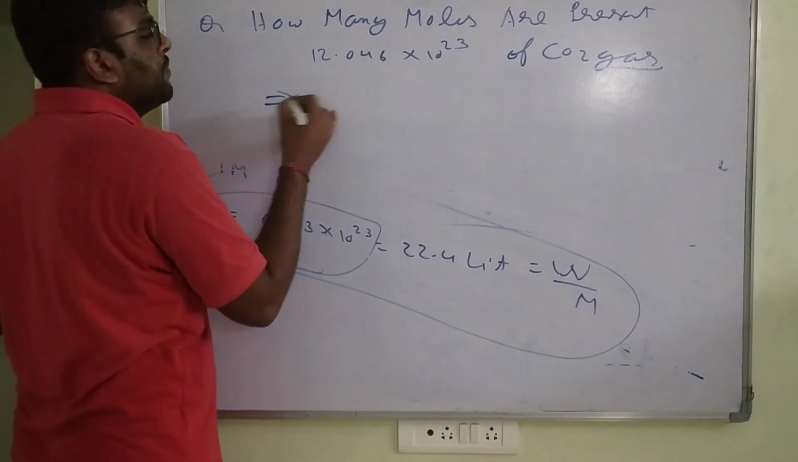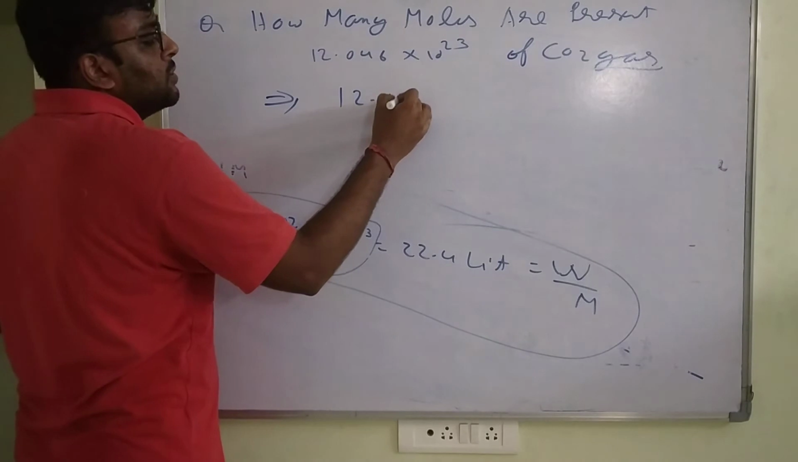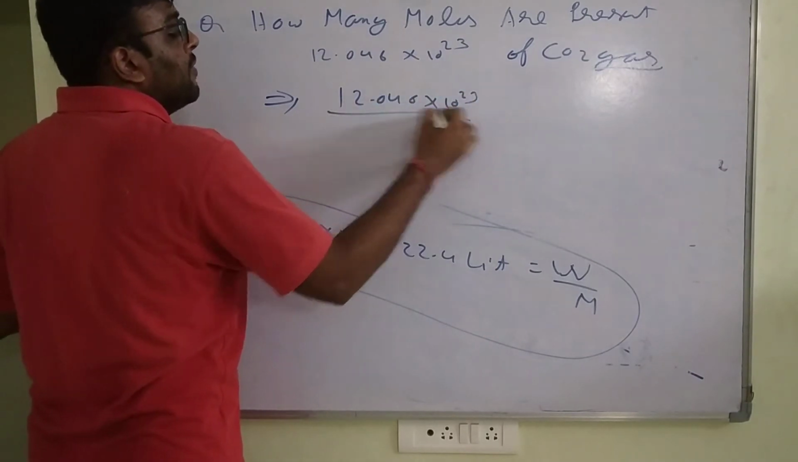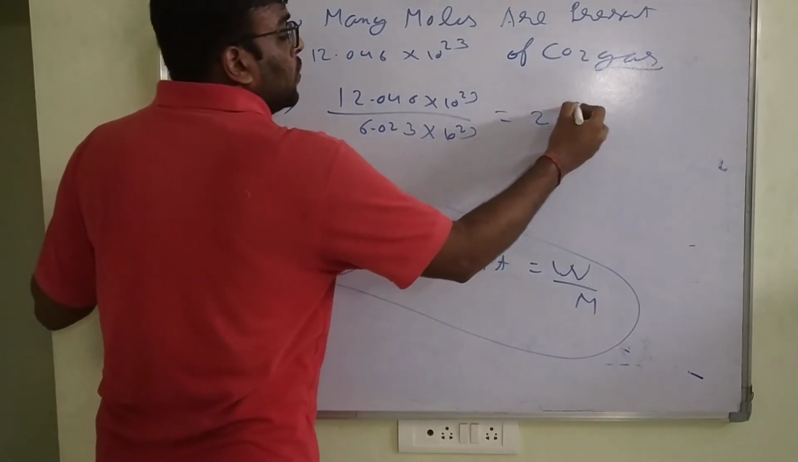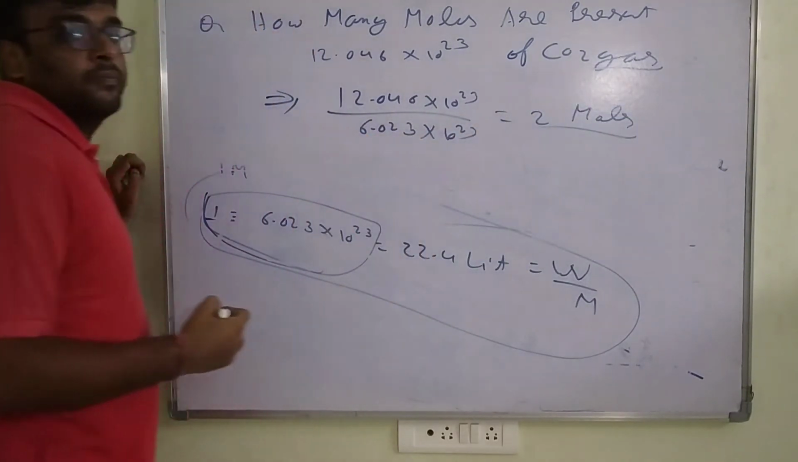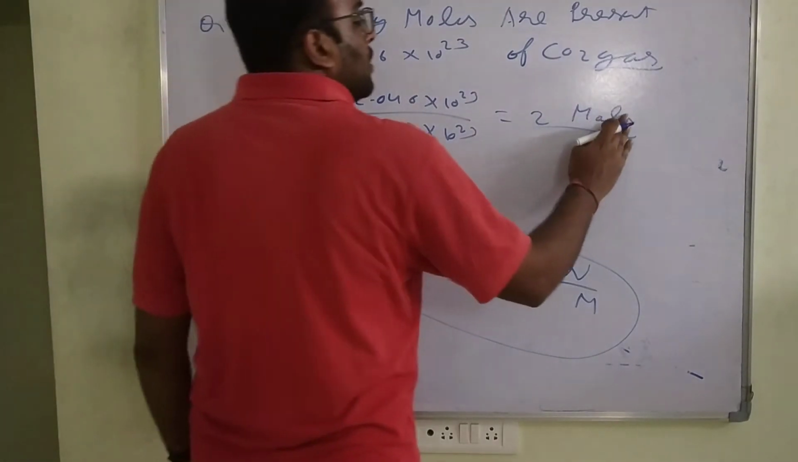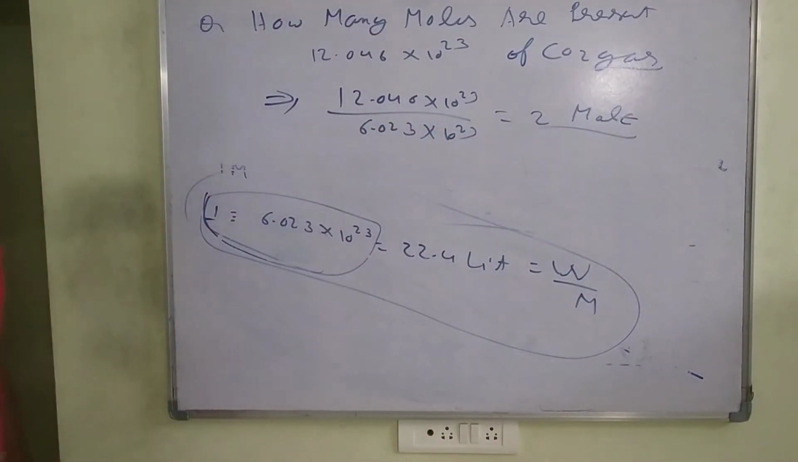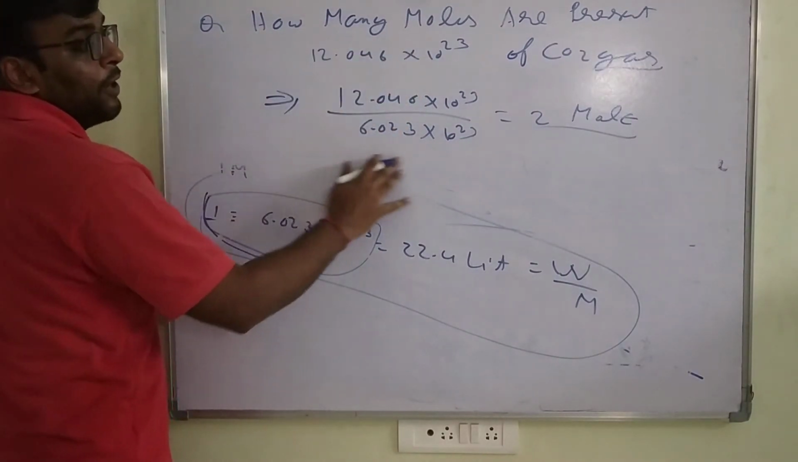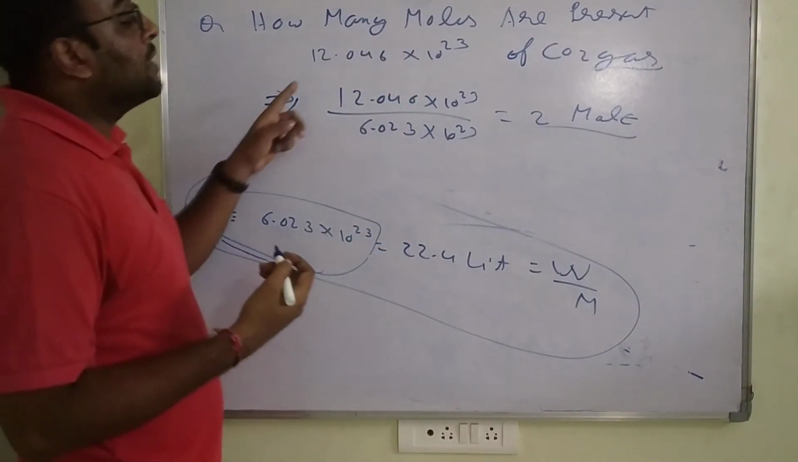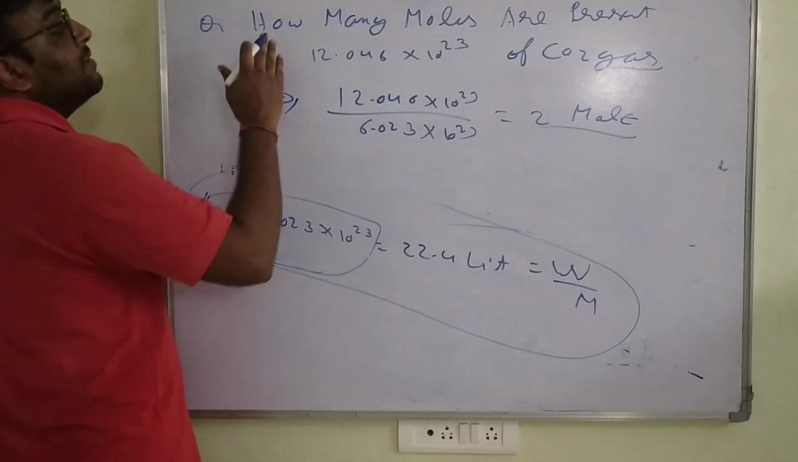Here we divide by Avogadro number: 12.046 into 10 raised to power 23 divided by 6.023 into 10 raised to power 23. Simply divide, we get 2. Are you getting my point? What I am trying to say? Number of moles, the basic fundamental thing. Suppose I am asking in this way: what is the volume? Look at over here, same question. What is the volume?